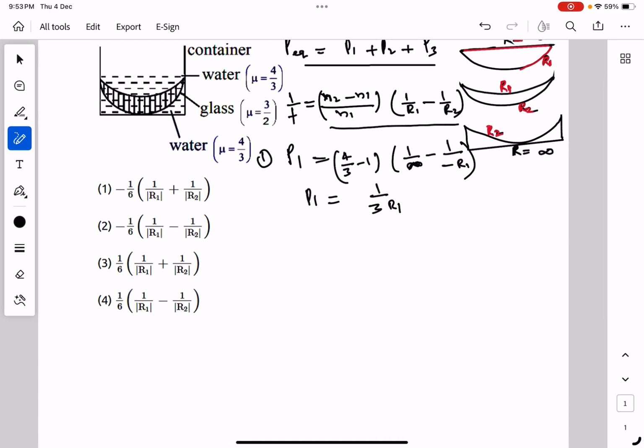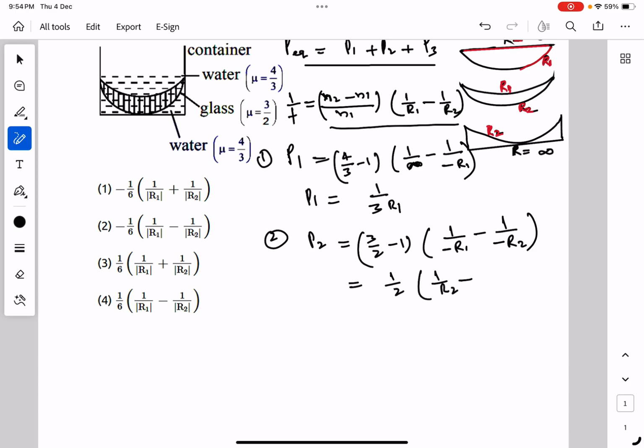Similarly, let's find out P2. P2 would be equal to 3 by 2 minus 1 multiplied by 1 upon r1, r1 is negative, minus 1 upon r2, r2 is also negative. So this gives us 1 upon 2 into 1 upon r2 minus 1 upon r1.